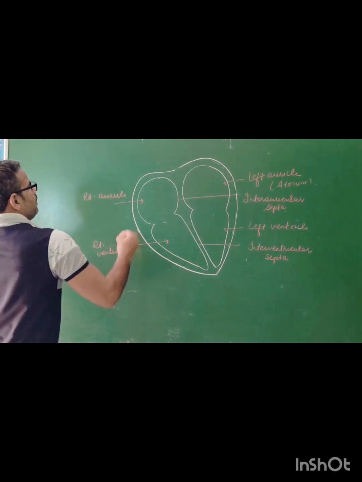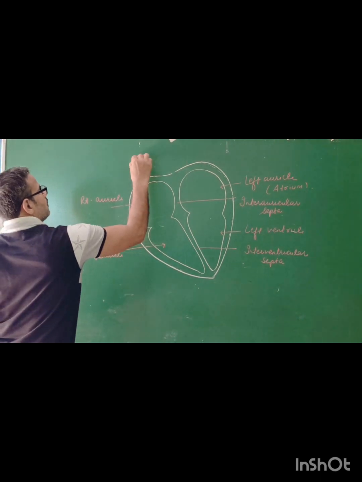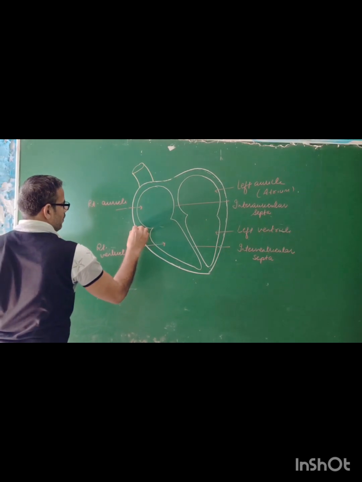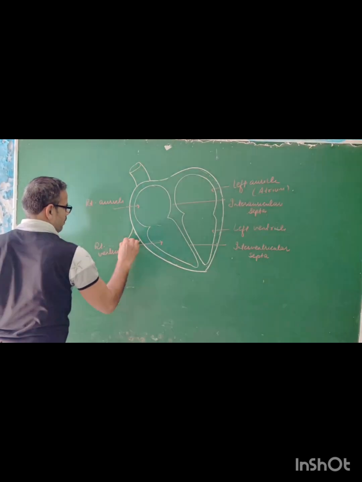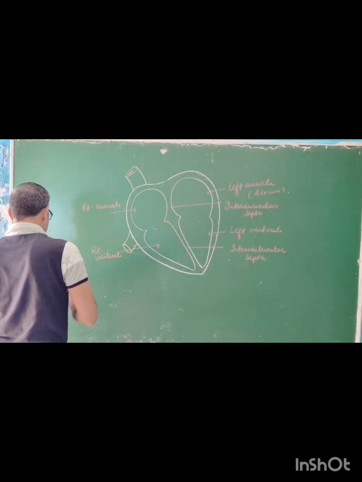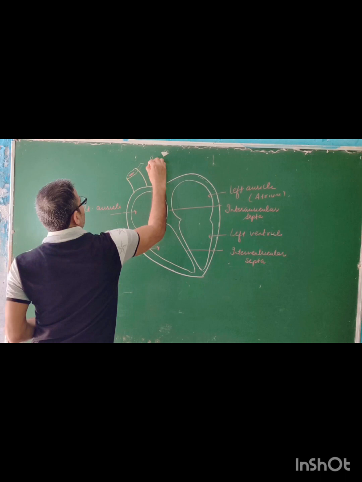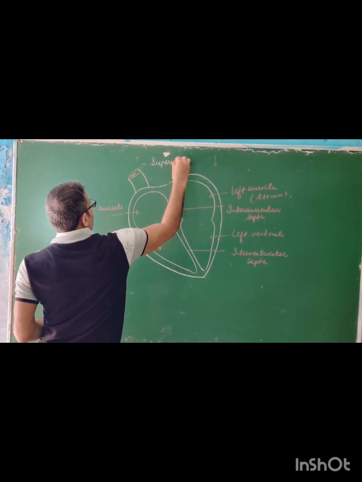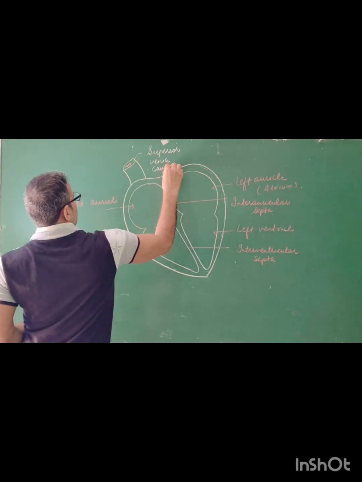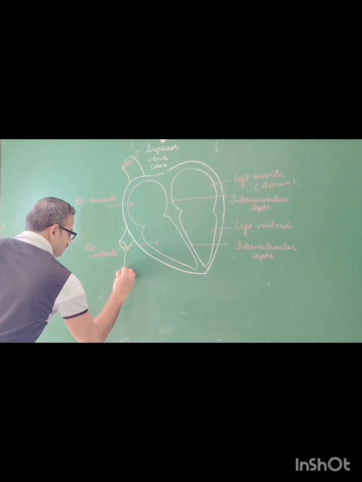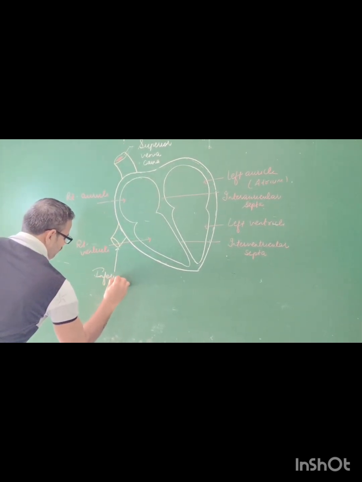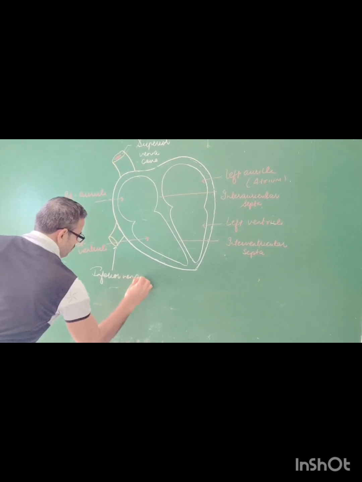So here is a vein which is called vena cava. This one, which is present near the head region, it is known as superior vena cava. Superior vena cava, which comes from the leg regions. This is called inferior vena cava.